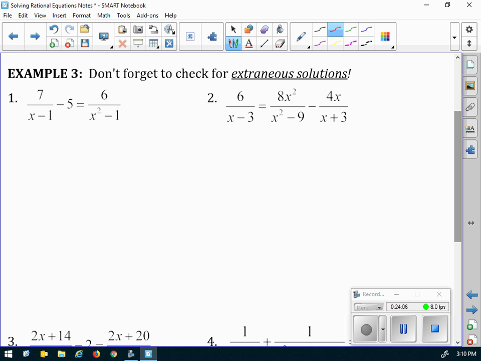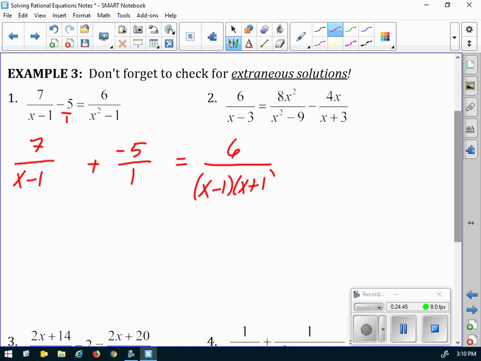That 5 doesn't have a denominator. Will any of those denominators factor? X squared minus 1 is a difference of squares. The 6 is not. Okay, so I'm going to have 7 over x minus 1. Is it okay if I put plus negative 5? Equals 6 over x minus 1 times x plus 1.